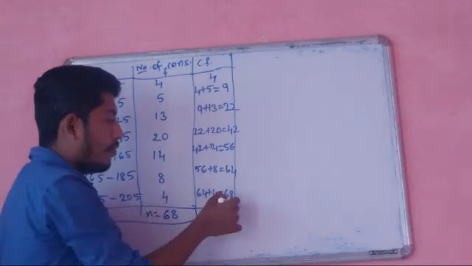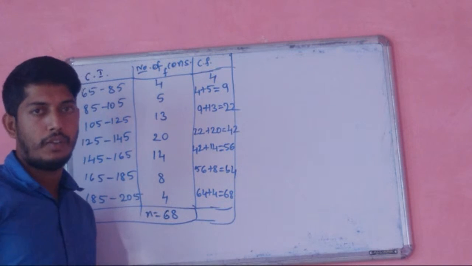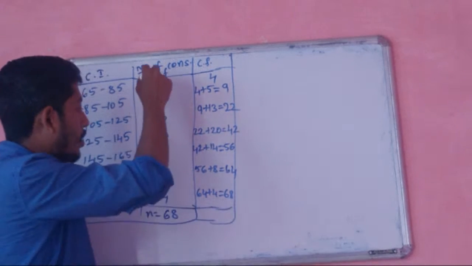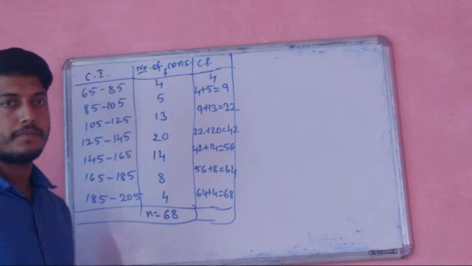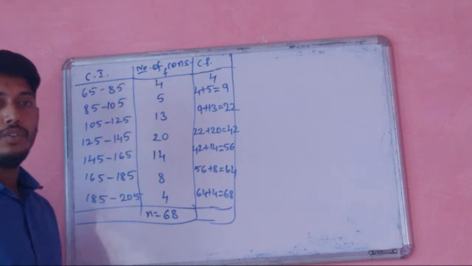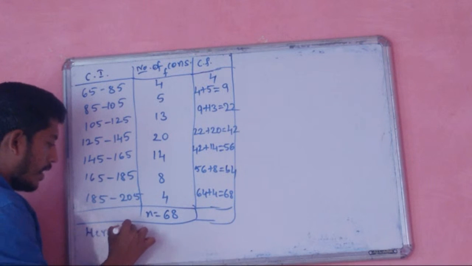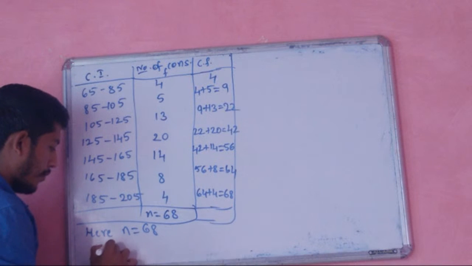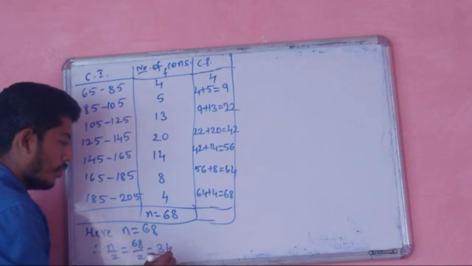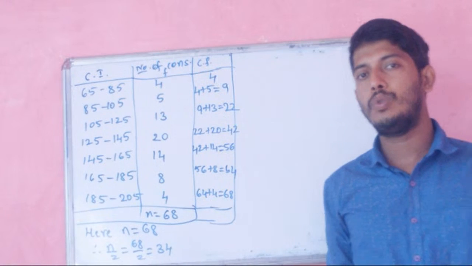Here the last value of the cumulative frequency is the same as the total number of frequencies, because this is the sum of all the frequencies. Now we have to find out the n by 2 value. Here n equals 68, therefore n by 2 equals 68 divided by 2, that gives 34. The n by 2 value is 34.